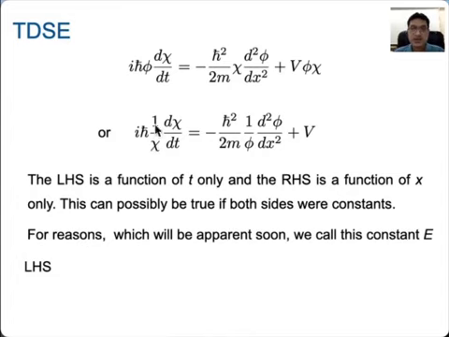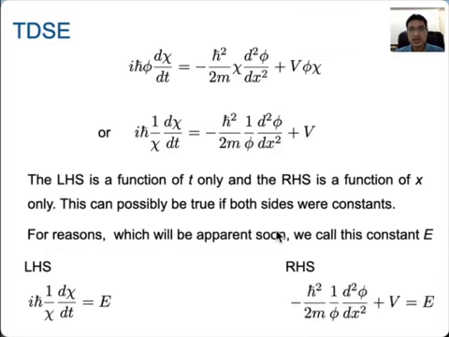Okay, so let's first simplify the left hand side. On the left hand side, what you are going to get is i h cross 1 over chi d chi over dt is equal to E. Now you can take all this thing here and perform the simple integral, so that's how you will get an equation. And on the right hand side, you are going to get minus h cross square over 2m 1 over phi d2 phi over dx2 plus V is equal to E. This is what you have got.